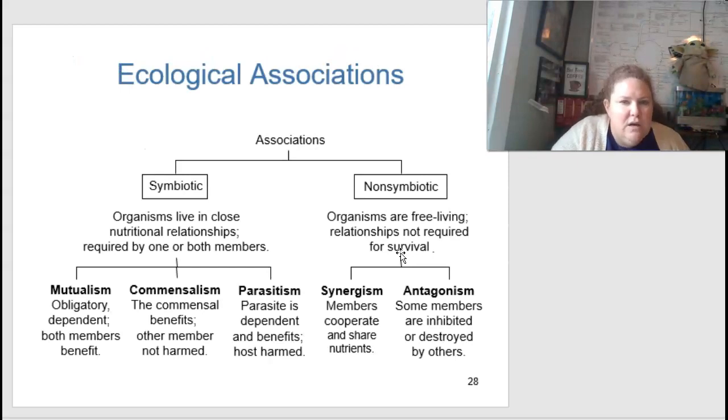Okay. So here are some ecological associations. We have symbiotic, which means that organisms live in close nutritional relationships that are required by one or both of the members. You can have mutualistic, commensal, or parasitic. Then we have non-symbiotic, and these are organisms that are free living, with relationships that are not required for survival. So we can have a synergistic or an antagonistic interaction.